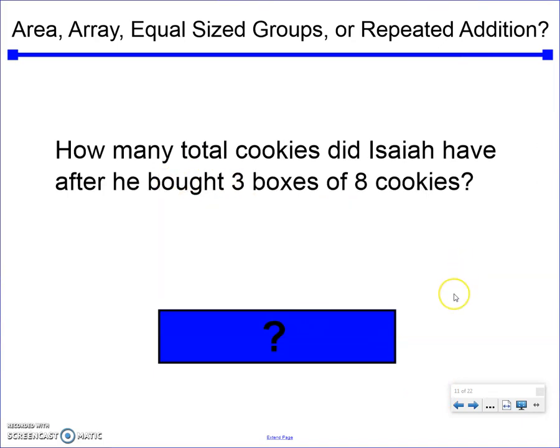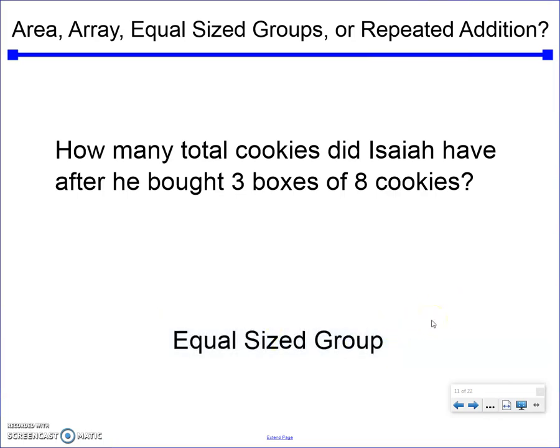Here's our next problem. How many total cookies did Isaiah have after he bought 6 boxes of 8 cookies? You're right. This is clearly an equal-sized group problem because there is a container, boxes, holding cookies, a physical item, with the same number of cookies in each box.